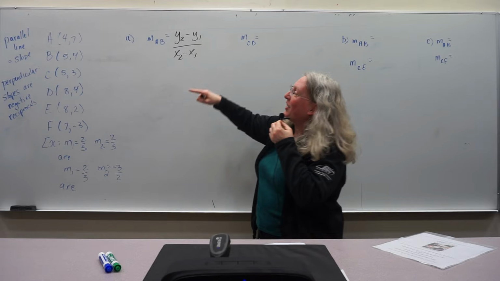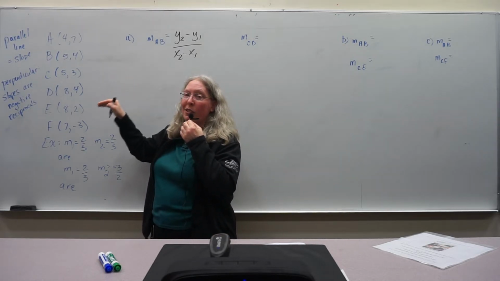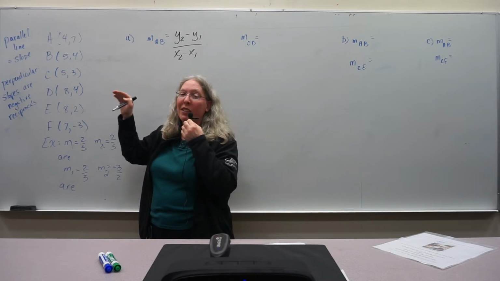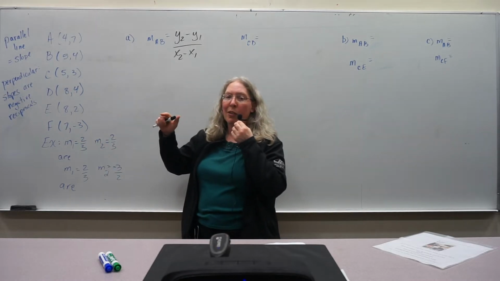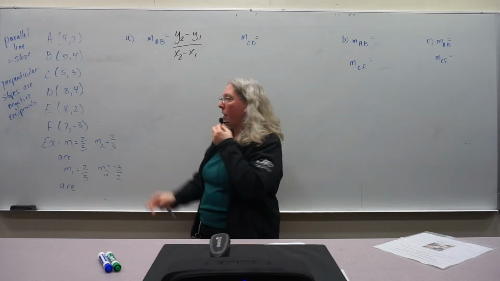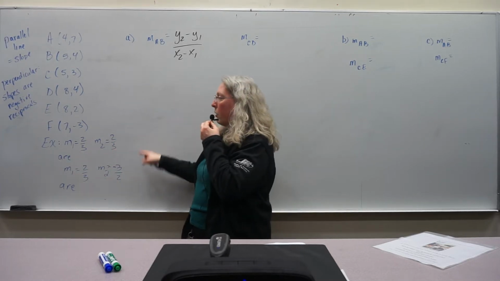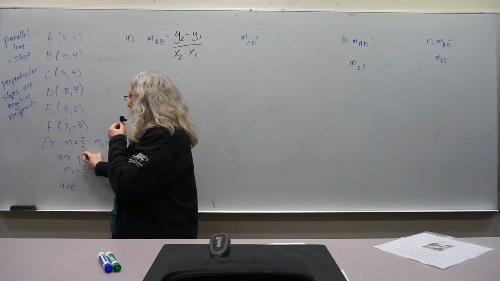Just a reminder, when you look at parallel lines, the slopes are going to be equal. When you look at perpendicular lines, they have slopes that are negative reciprocals of each other. Quick reminder, reciprocals means that we are flipped upside down. So for example, if my first slope is 2/3 and my second slope is 2/3, we know that those two lines are parallel.